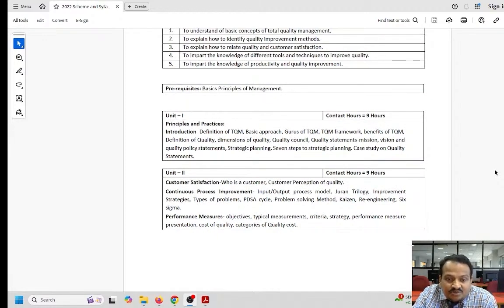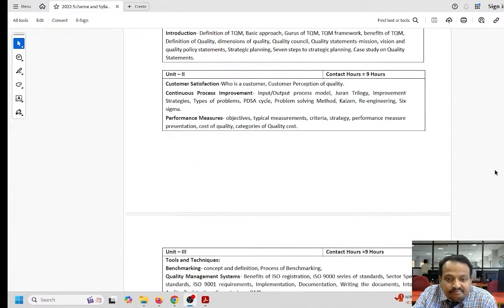Unit 2 is customer satisfaction. Nowadays there is always customer satisfaction, like the star rating on online platforms. Then there is continuous improvement for service centers. You have continuous improvement processes, input-output process models, and the PDSA cycle, that is plan, do, study, and act. All these things are in unit 2. Then you have performance measures, the typical measurements you require for quality improvement.